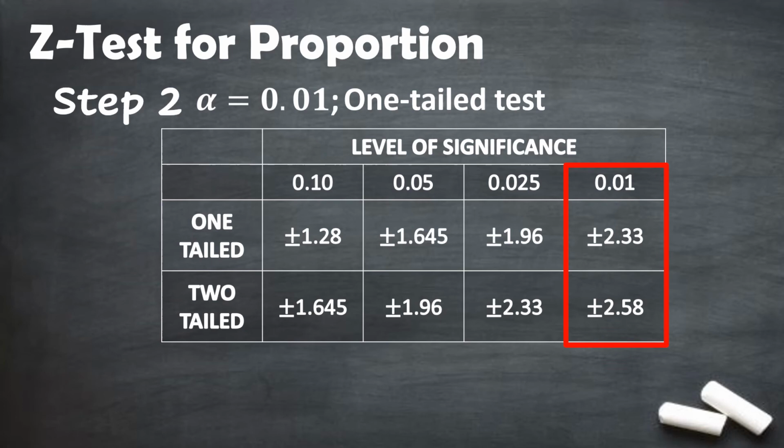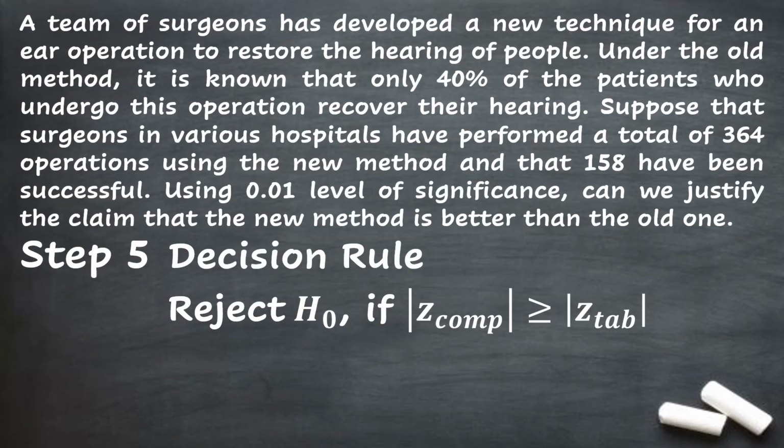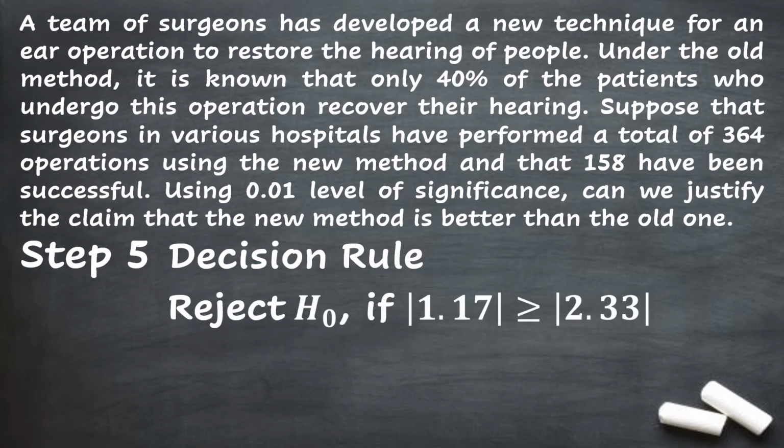Meaning we have to draw an imaginary vertical line passing through 0.01, and an imaginary horizontal line passing through one-tailed test. The intersection of the horizontal and the vertical line is the value for our z tabular. Substituting the values for z computed and z tabular, we have the decision rule as reject the null hypothesis if the absolute value of 1.17 is greater than or equal to the absolute value of 2.33.